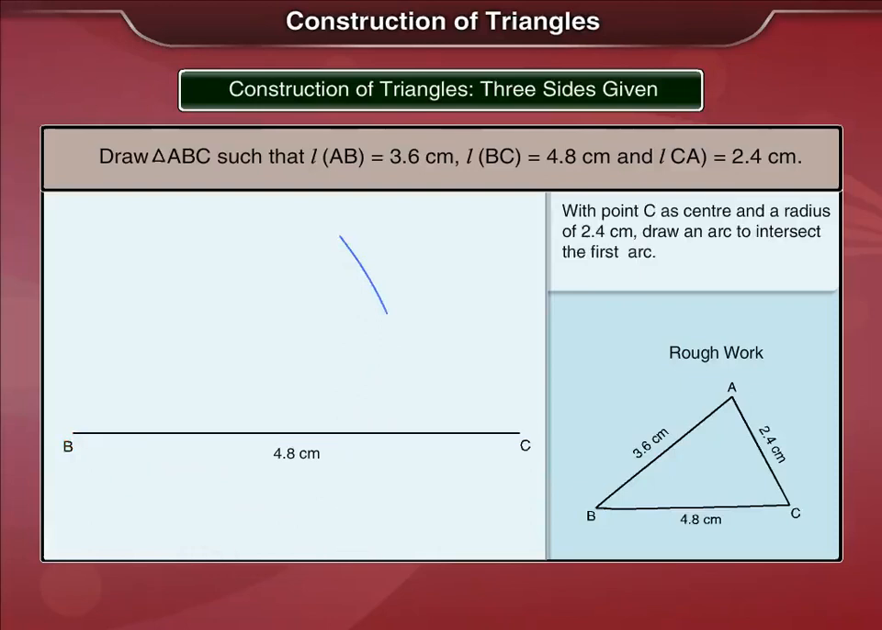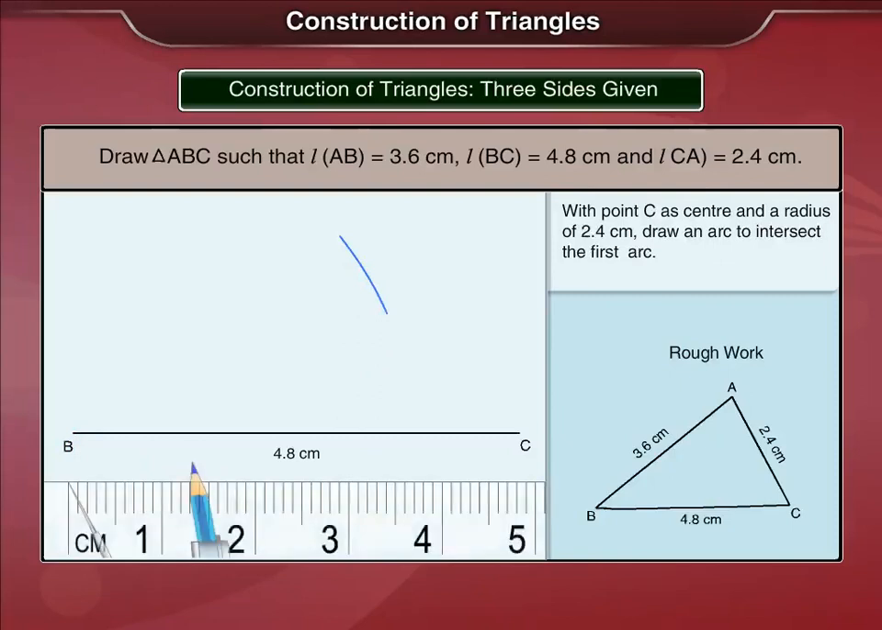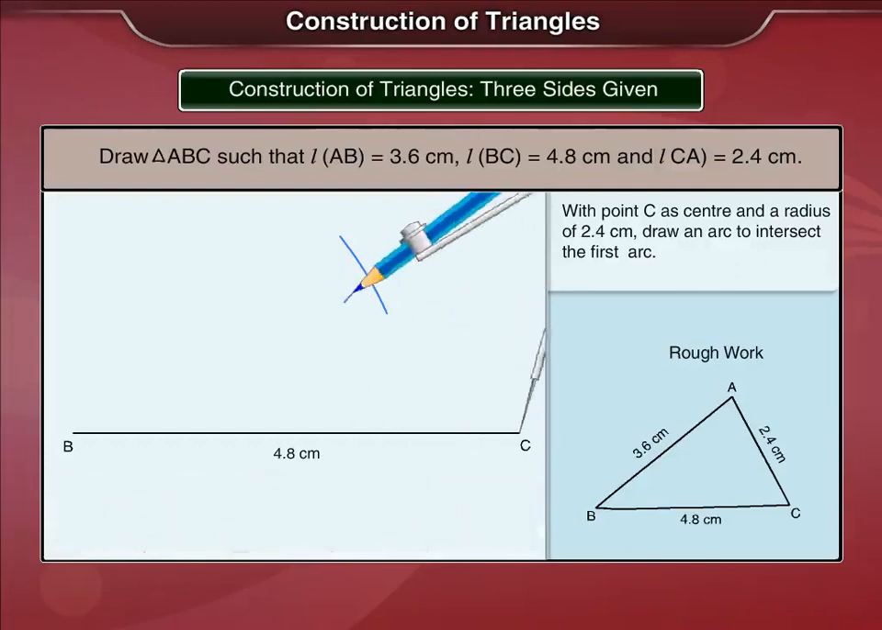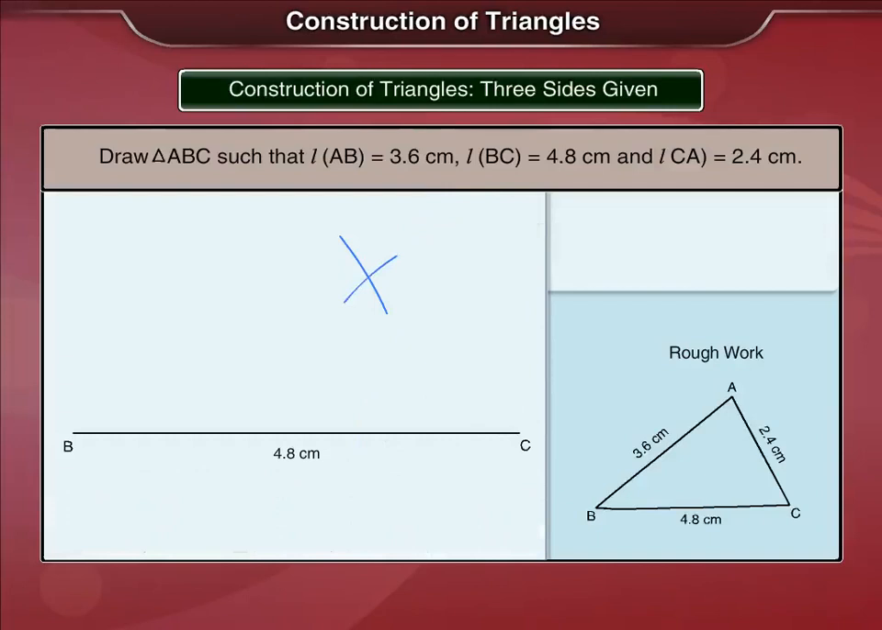Let's name the point of intersection of the arcs point A. Let's join point B and point A. Finally, let's join point A and point C. The required triangle ABC has been constructed.